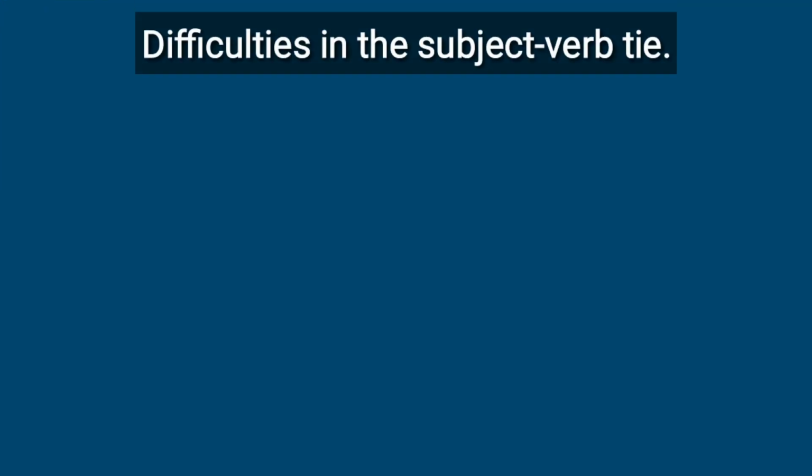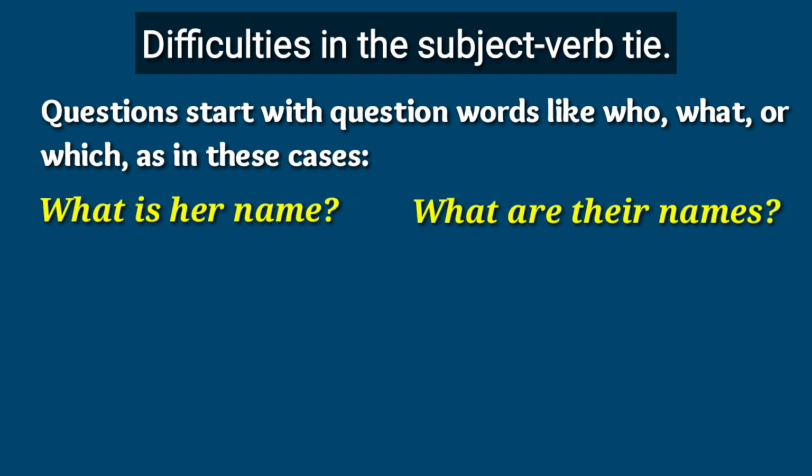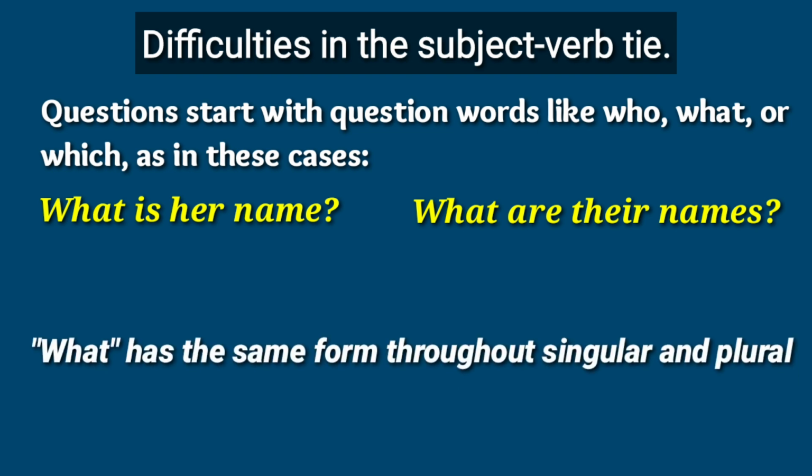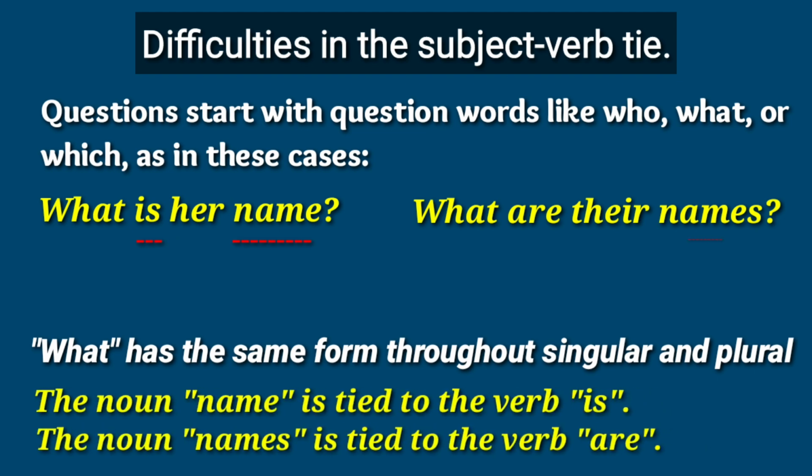Another difficulty is with the questions that start with a question word like who, what, or which. For example, what is her name? What are their names? We notice that what has the same form with both singular and plural. In addition, we can notice that the noun name is tied to the verb is, and the noun names is tied to the verb are.